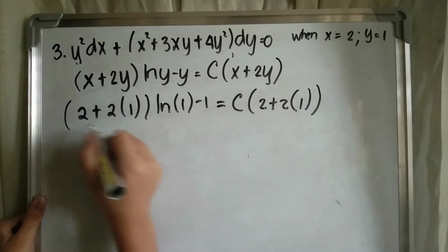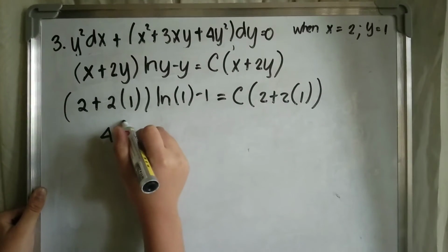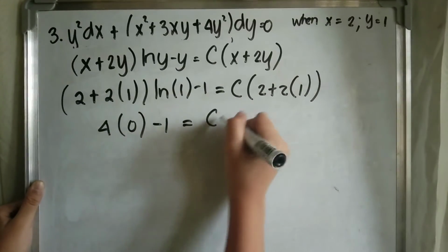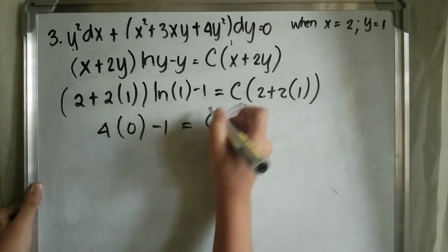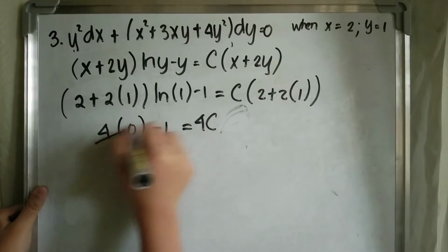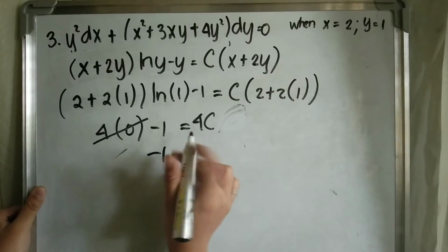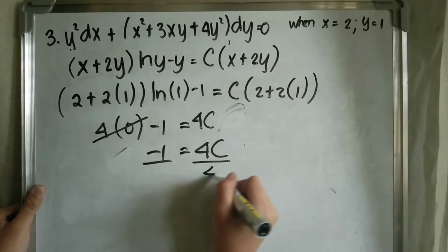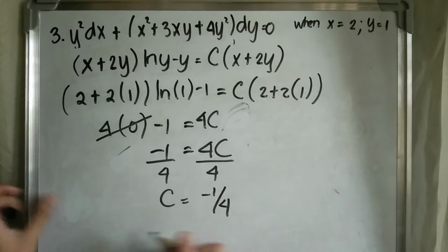So this will become 2 plus 2 times 1, which is 4, times 0 minus 1 is equal to c times 4, or this will be equal to 4c. And then this will become 0. So the remaining is negative 1 is equal to 4c, and divide both sides by 4. So our c is equal to negative 1/4.